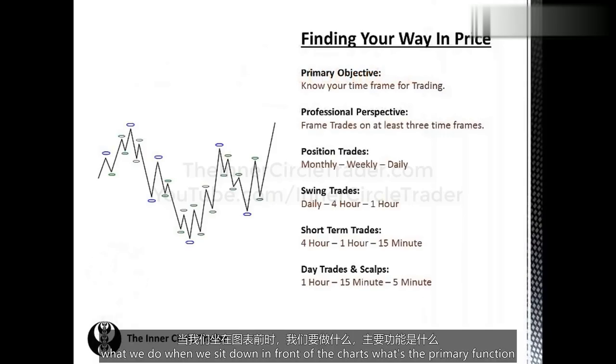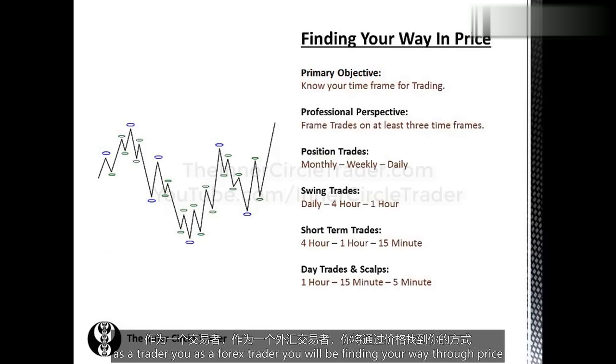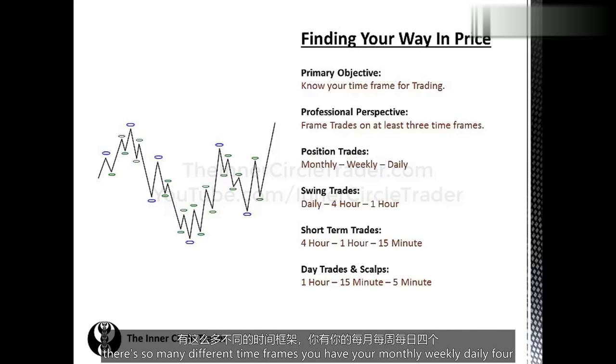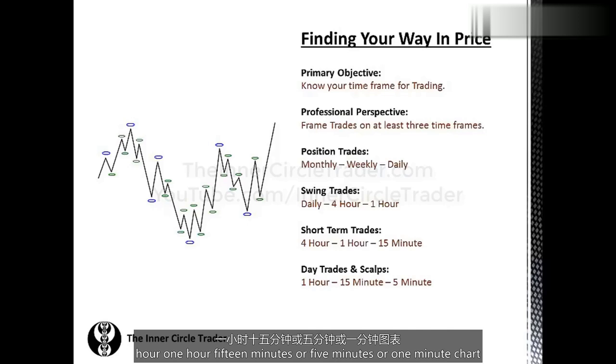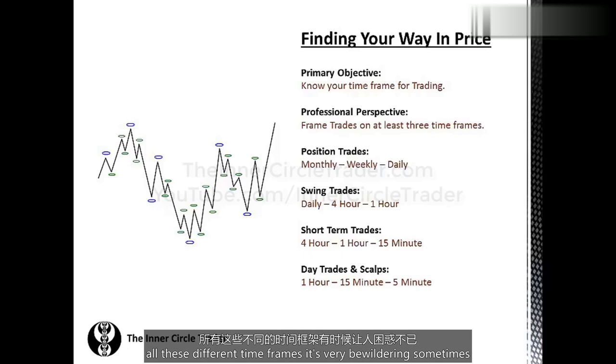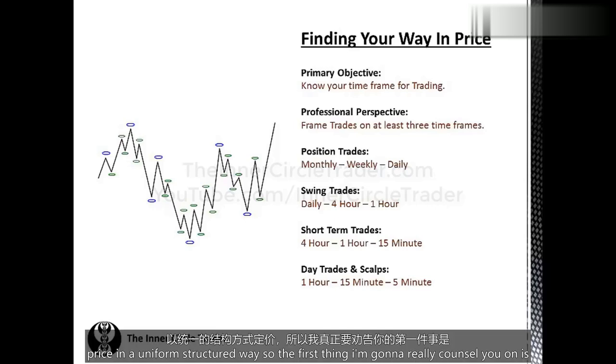But what do we do when we sit down in front of the charts? What's the primary function as a trader? Well, as a Forex trader, you want to be finding your way through price. And as a new trader, I can understand how daunting this task may be because there are so many different time frames. You have your monthly, weekly, daily, 4 hour, 1 hour, 15-minute chart, 5-minute chart, 1-minute chart. You have tick charts. All these different time frames. It's very bewildering sometimes if you don't understand what it is that you need to be doing and breaking down price in a uniform, structured way.